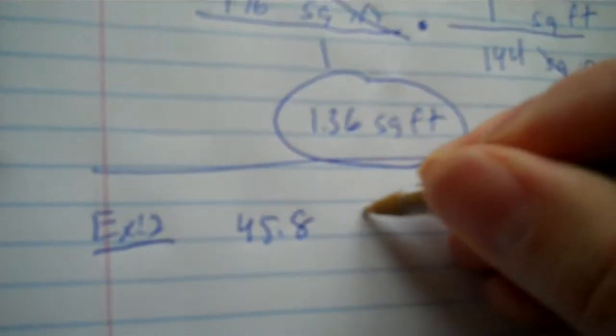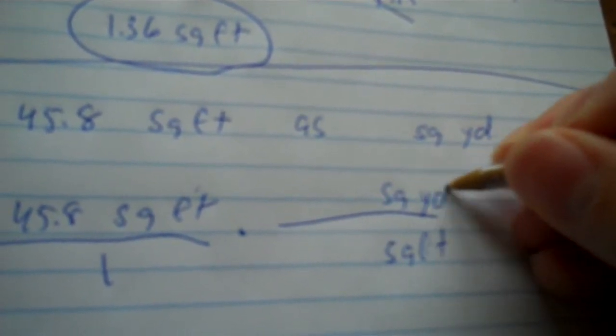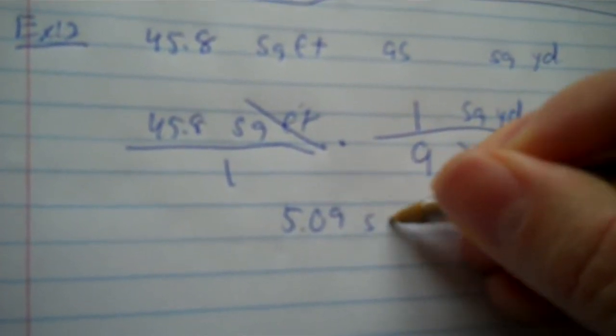Okay, example 2. We have to write 45.8 square feet as square yards. So again, the 45.8 square feet, this gets pretty repetitive. Square feet goes down here so I can cross it out, because I want the square feet to be gone and the square yards left over. 1 square yard is 9 square feet, so 1 and 9. 45.8 times 1 is 45.8, then 1 times 9 is 9, so I divide 45.8 by 9. That's 5.09, just round to the second decimal place, so 5.09 square yards. They don't really care that much about the rounding here.